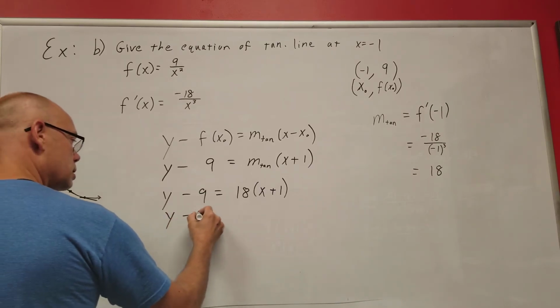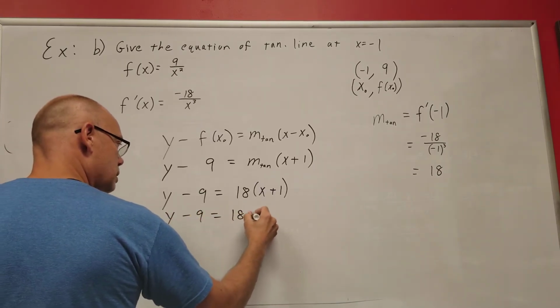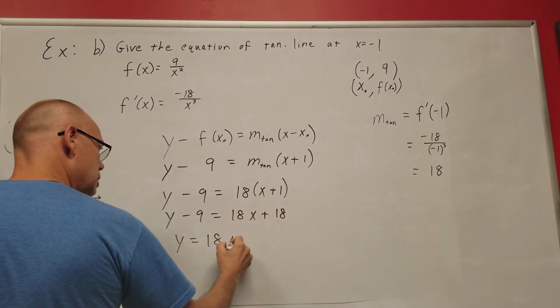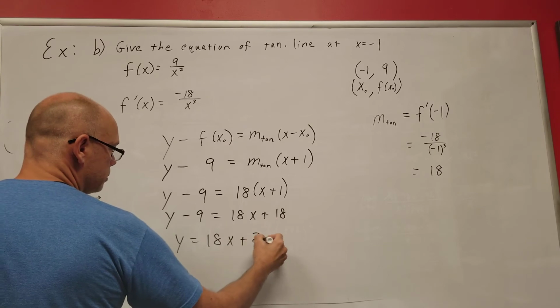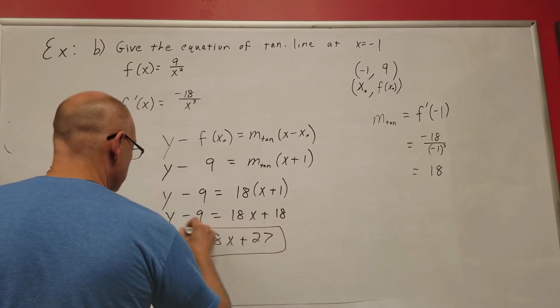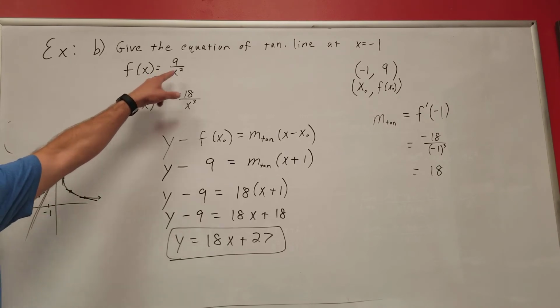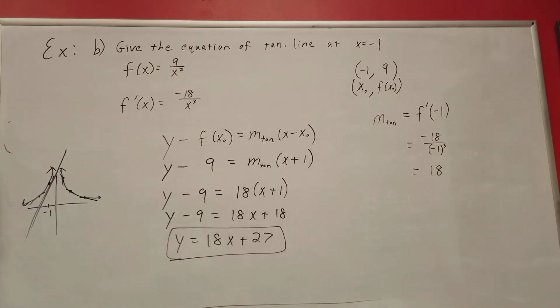So y minus 9 is equal to 18x plus 18. So y is equal to 18x plus what? 27. There's my equation of my tangent line to this curve at the point x is equal to -1. All right, let's see what's next.